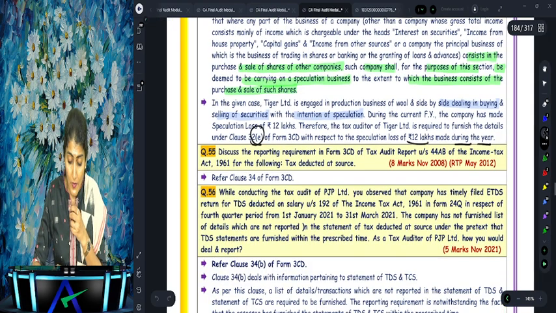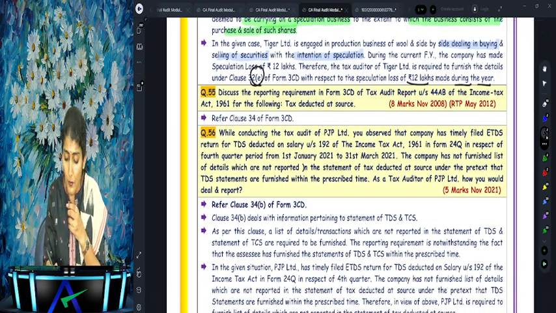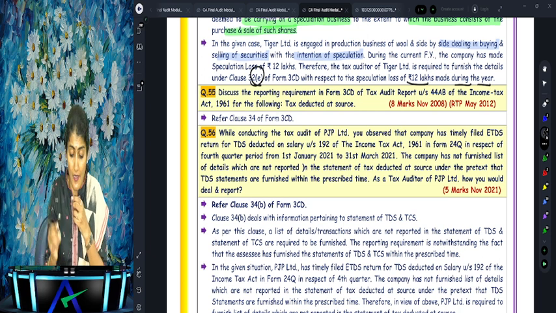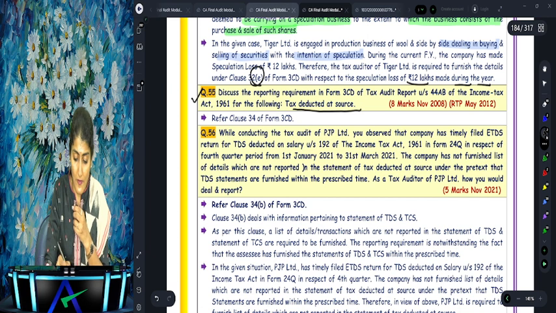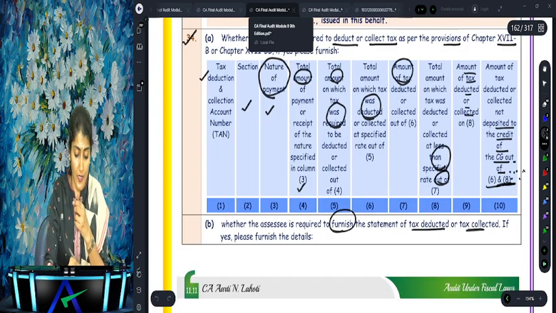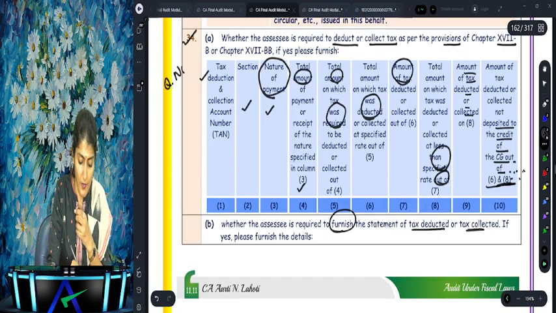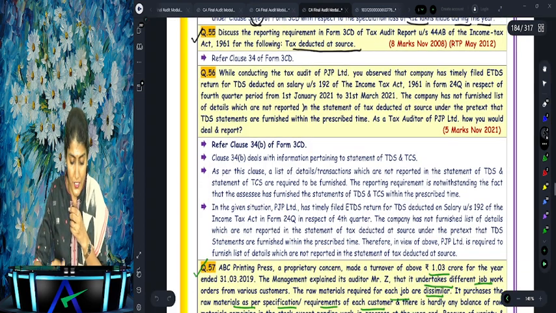Okay, right. So discuss the reporting requirements in form 3CD of the Income Tax Act regarding the tax deducted at source. Right, so tax deducted at source means it's a direct question asking you regarding the clause 34, right? So question number 55. And then after that, what is the other question we have over there?